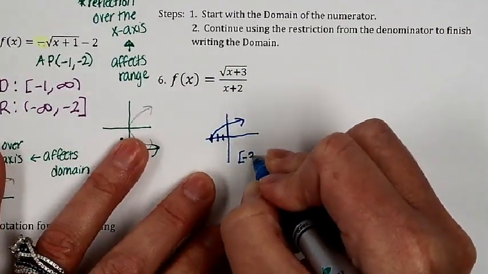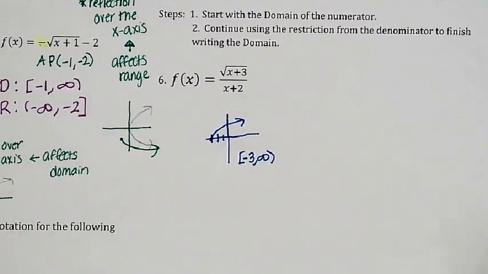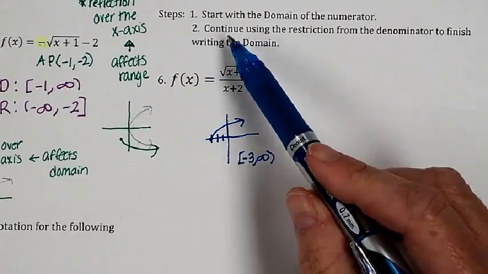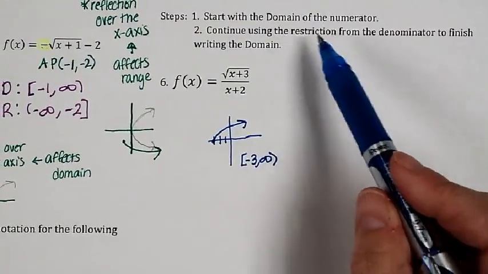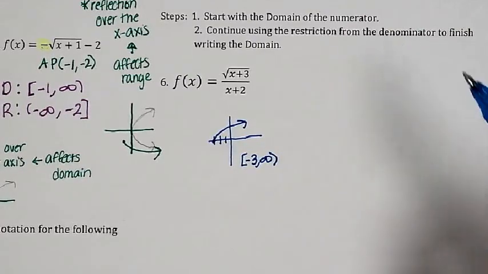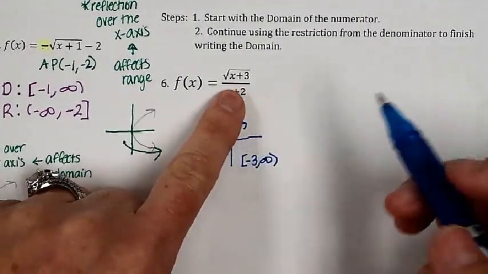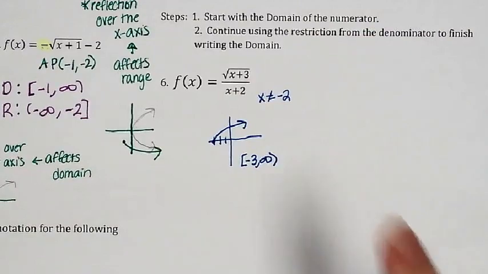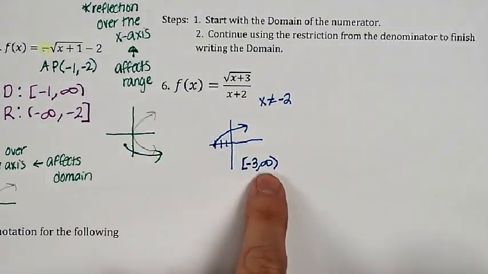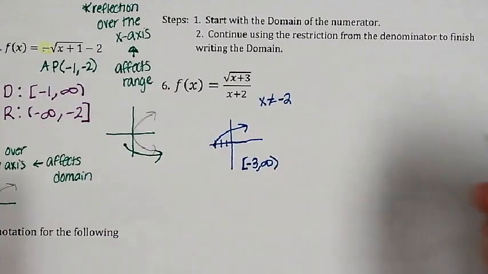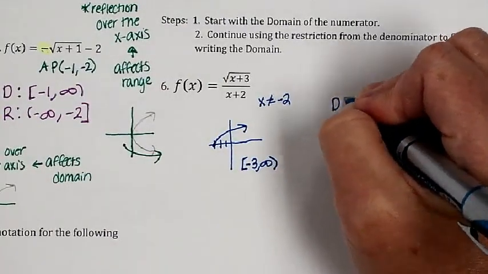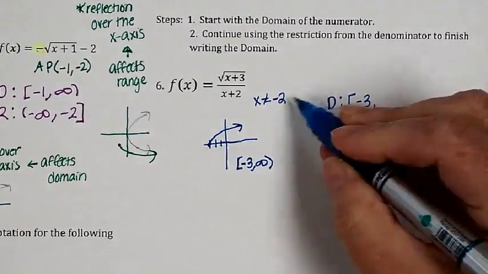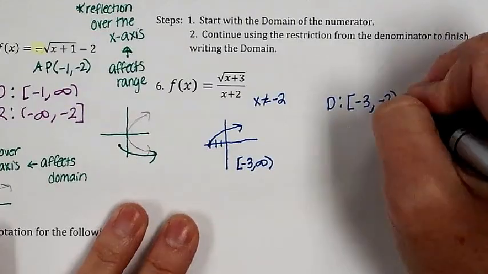Step 2 then says continue using the restriction from the denominator to finish writing the domain. So x plus 2 here, my restriction, x cannot be equal to negative 2. Now I have to write my domain, this with that. So bracket negative 3, then we come to negative 2. Parentheses, because we cannot use it. Then you pick it back up at negative 2, parentheses, to infinity.